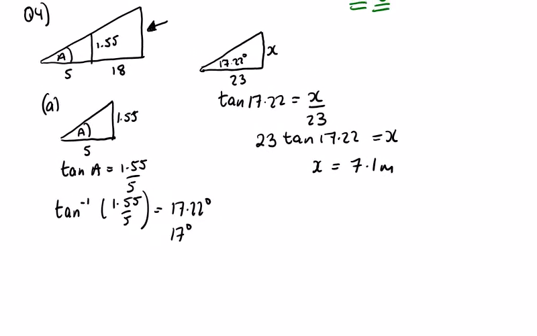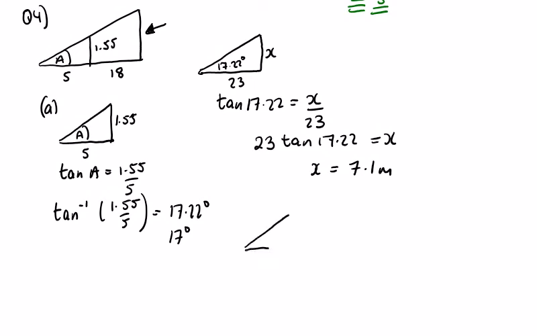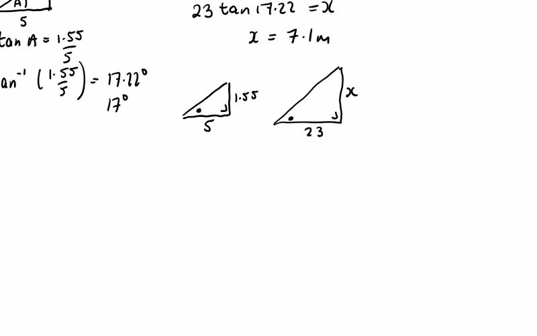We could also identify here two similar triangles. If you wanted to do it that way, we have the same angle. This angle A is the same in both the triangles. We have a 5 and a 1.55, and we have a right angle. And we have my bigger triangle with my right angle and this same angle in the corner here, and I have 23 on the bottom, and I'm looking for the height of the mast, x. So if I start with my x, I have x over the similar side in the other triangle, which is 1.55. That's equal to 23 over the corresponding side in the other triangle, which is 5.